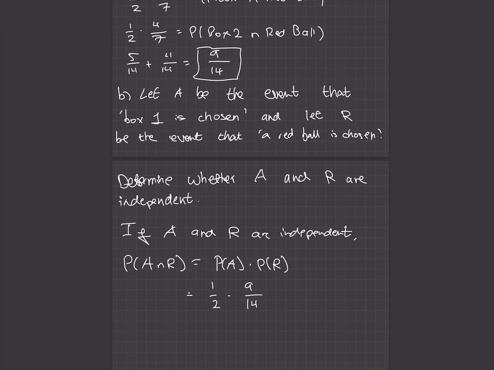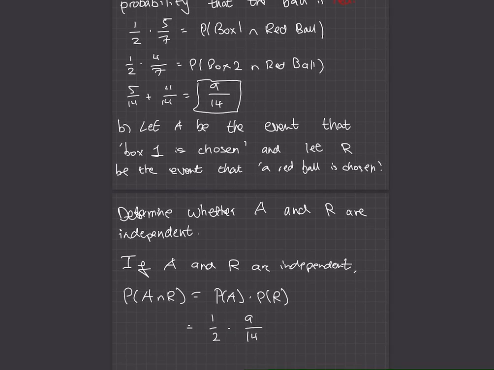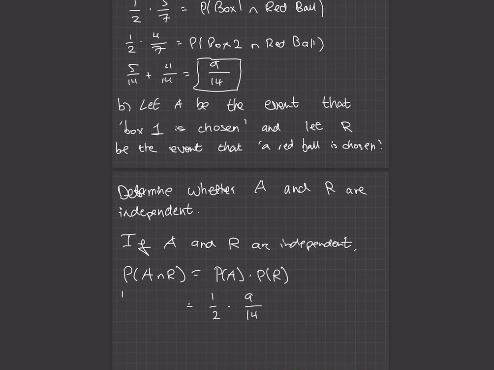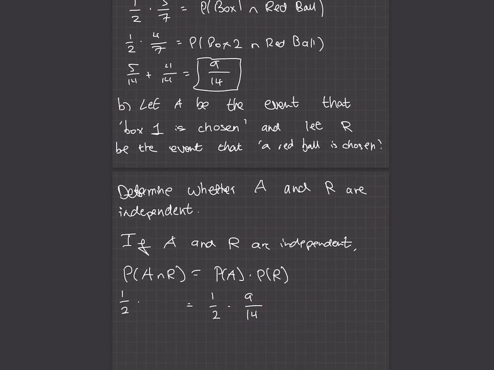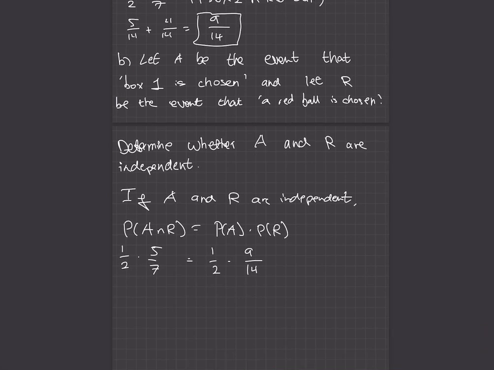Now, what's the probability of A and R? The probability that we pick the box is 1/2, and then the probability that we pick a red ball is 5 over 7. Because we picked box A and then have to pick a red ball, it's 1/2 times 5 over 7, which is 5 over 14. That is not equal to 9 over 28. Therefore, A and R are not independent.